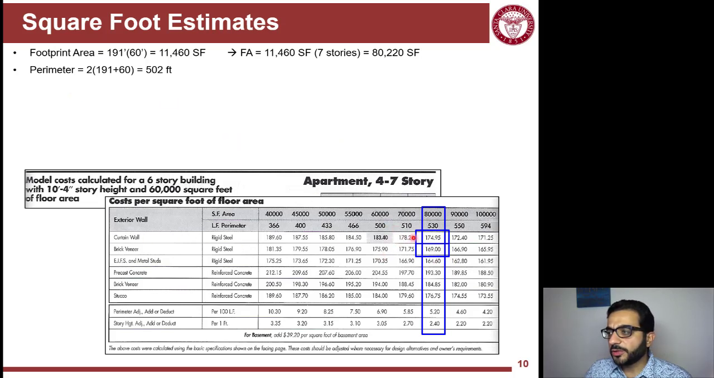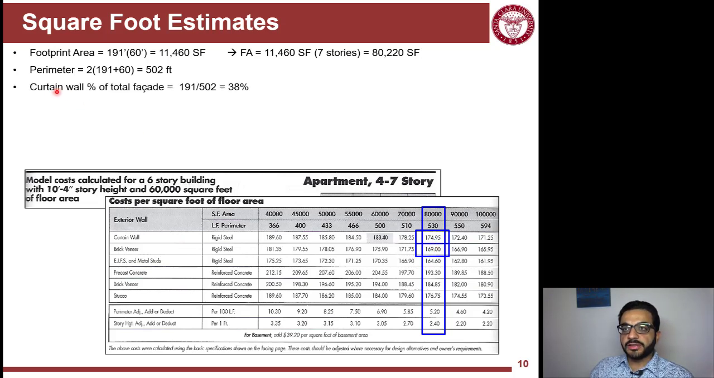Now, for picking which number to use, it depends on the configuration of the building. The structural system is rigid steel, but one side of the building is covered by curtain wall, and the rest of it is brick veneer. So which number should I use? The idea is to use a weighted average. You calculate the percentage of the exterior wall of the building that's covered by curtain wall. So how much of the facade is covered by curtain wall? That's around 38%, and 62% is brick veneer.